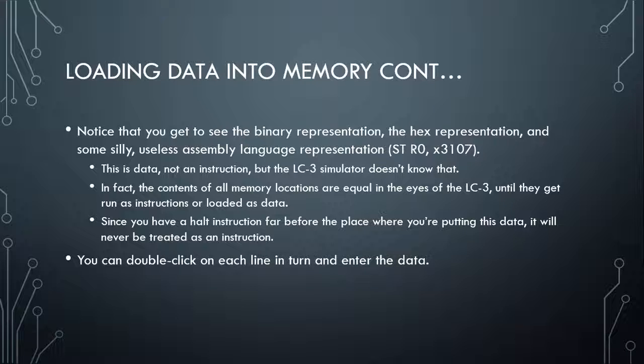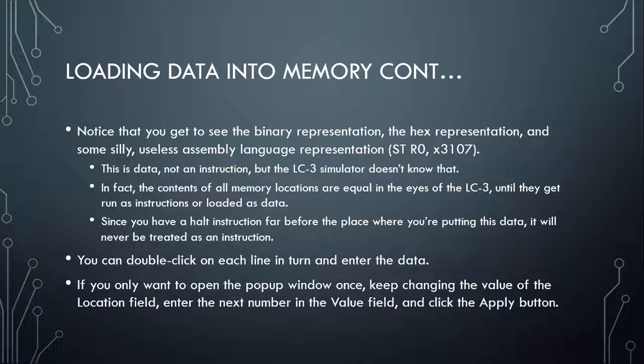Now we can double click on each line in turn to enter the data. So we start at 3100, and then we can go down to the next line 3101, 3102, and so forth until we have our 10 numbers in there. If you only want to open the pop-up window once, we can keep changing the value of the location field. So I could just change it to 3101, 3102, and then just enter the number in the value field below, and then click the apply button. When we're done, we just click OK.